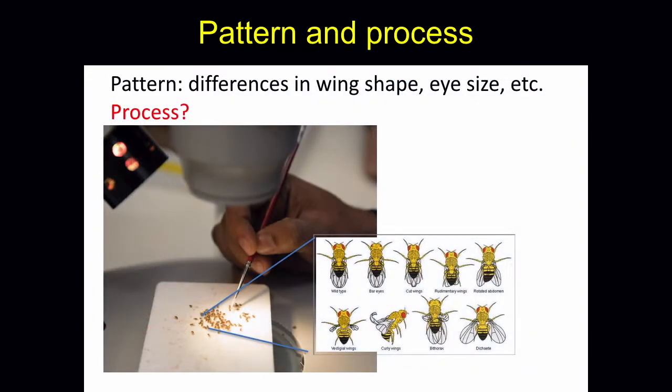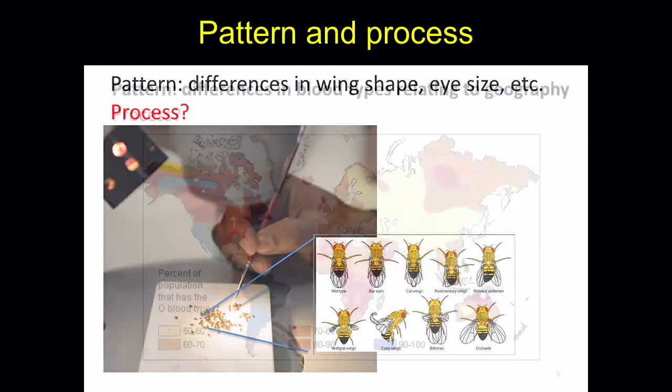Now let's look at some other biological examples. Let's say we look at some small fruit flies under the microscope, and we note they have a series of different sizes and shapes. Well, what processes, or maybe it's only one process, accounts for the differences between these fruit flies? You can see they have different eye colors, wing shapes, and different bristles. What causes those differences? That's what process is all about.